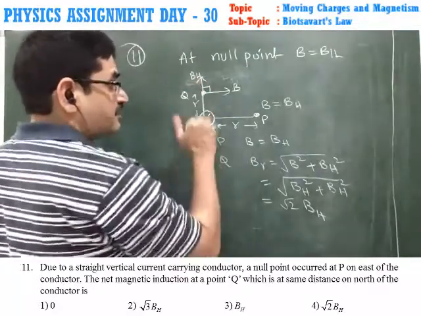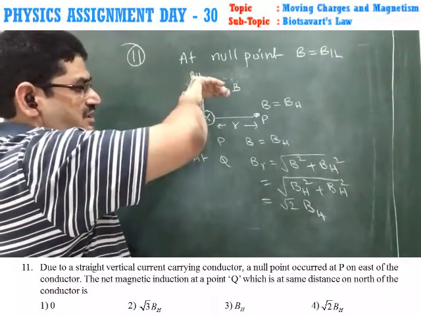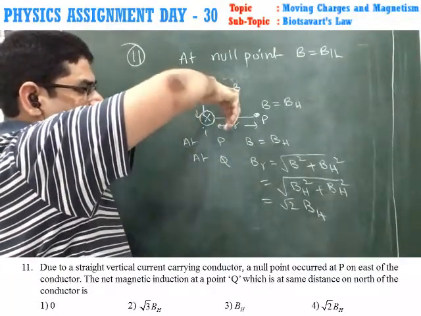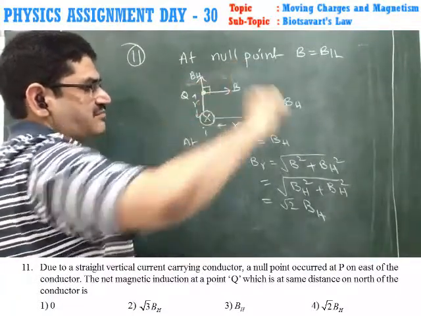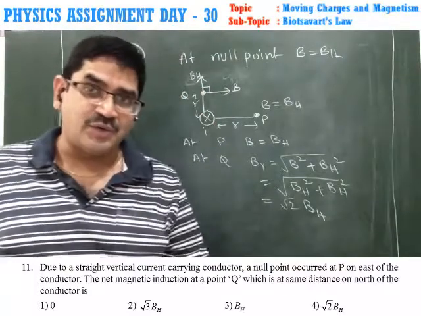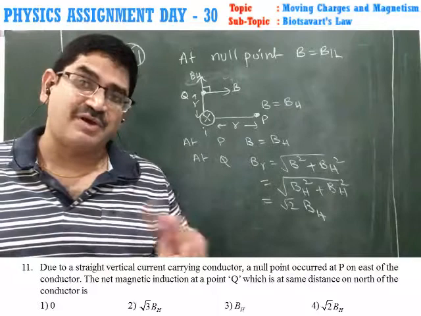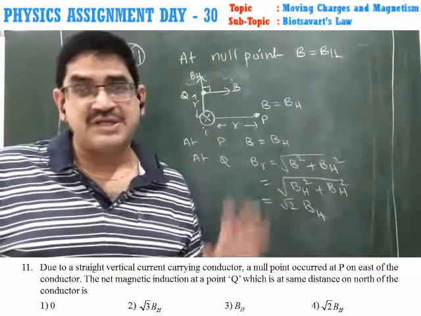So it will be upward like this. And B will be like this, horizontal. You can check it from the right hand thumb rule: at this point it will be downward, and here at this point it will be right side. So B this side and BH this side. So what is the resultant field at Q? Root of B square plus BH square, because they are perpendicular. So at Q, BR equal to root of B square plus BH square.